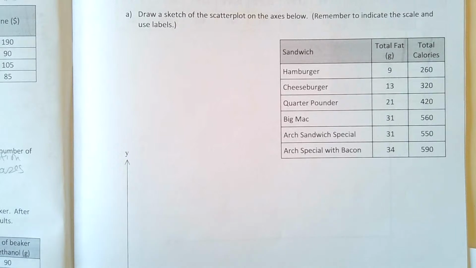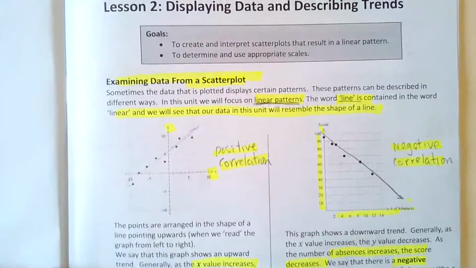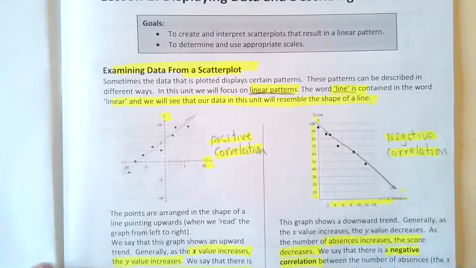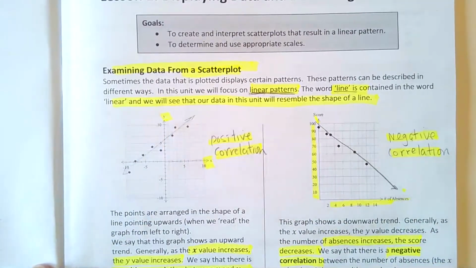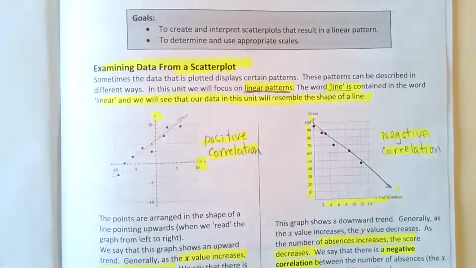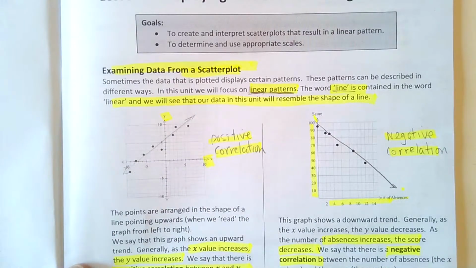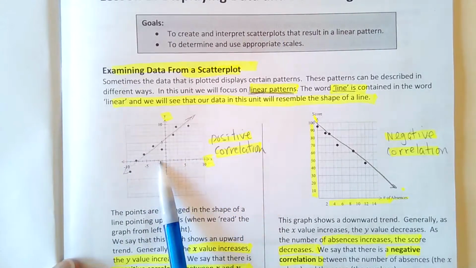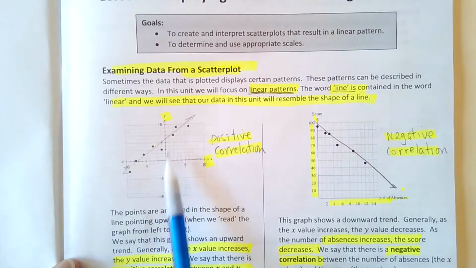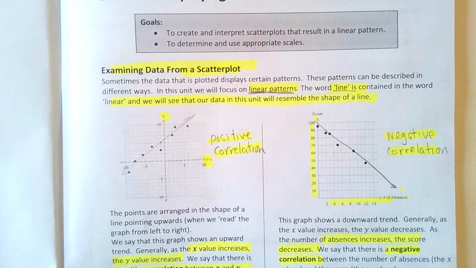So let's review what we did so far. If you go back into your booklet, as I mentioned before, a scatter plot is plotting a set of data on the coordinate plane, comparing two sets of data. In the coordinate plane, we have our x and y axes. This is called a Cartesian plane, or a coordinate plane.